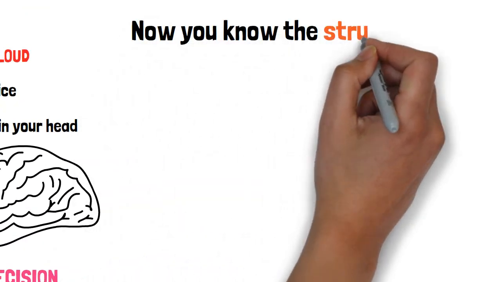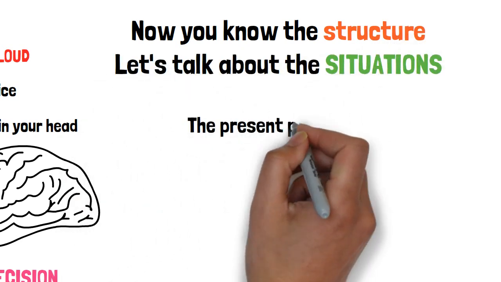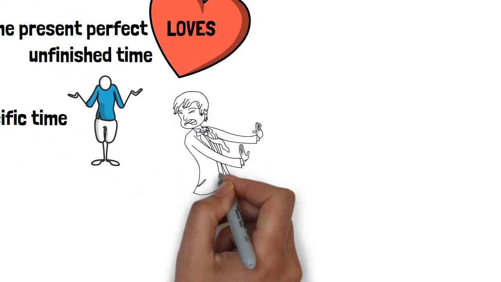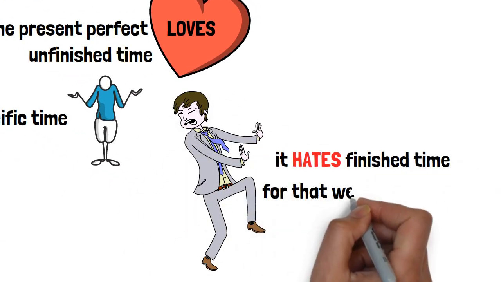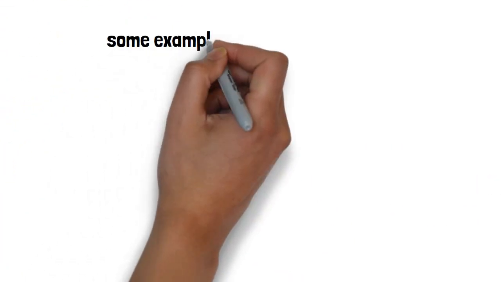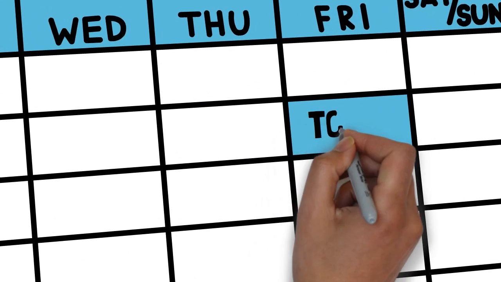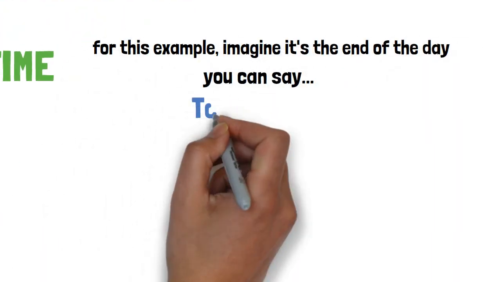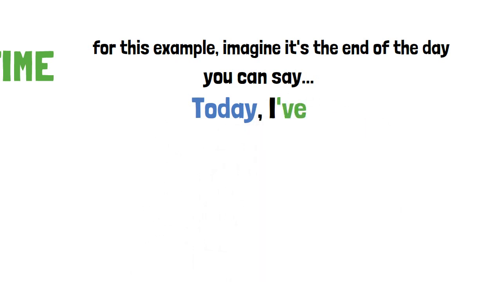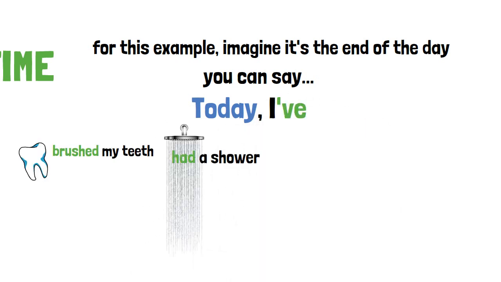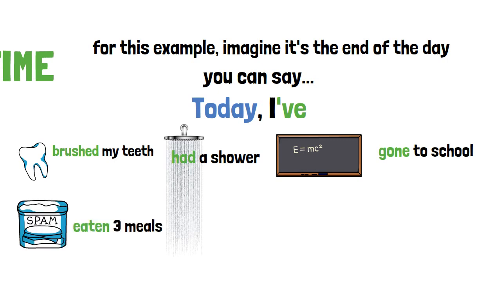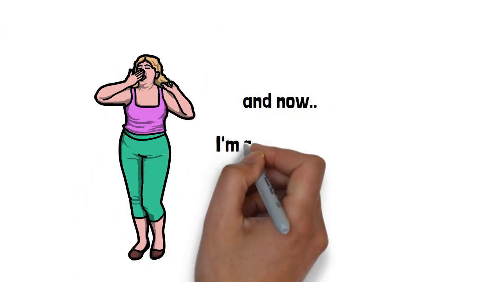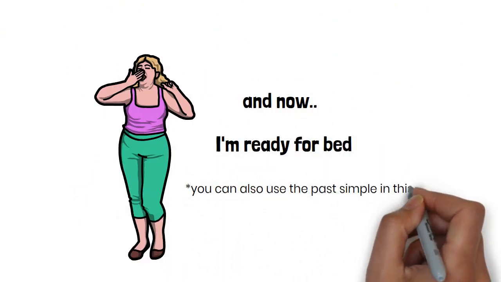Now you know the structure, let's talk about the situations. The present perfect loves unfinished time or unspecific time. It hates finished time. For that, we use the past. Some examples of unfinished time. Today. For this example, imagine it is the end of the day. You can say, today I've brushed my teeth, had a shower, gone to school, eaten 3 meals, walked the dog, chatted with friends, and now I'm ready for bed. You can also use the past simple here.